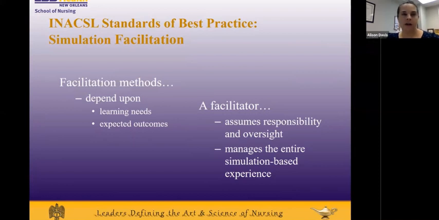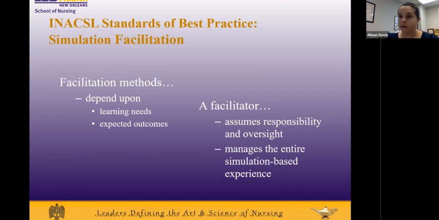All right. So our next standard we're going to talk about is facilitation. And facilitation, in my opinion only, is hard. It takes art and it takes time and it takes practice. And you just start where you are and you build your facilitation skills. It really is a skill. I don't know how else to say it. But think about your facilitation. There's a couple of methods. So your facilitation methods really depend on your learning needs and your expected outcomes.